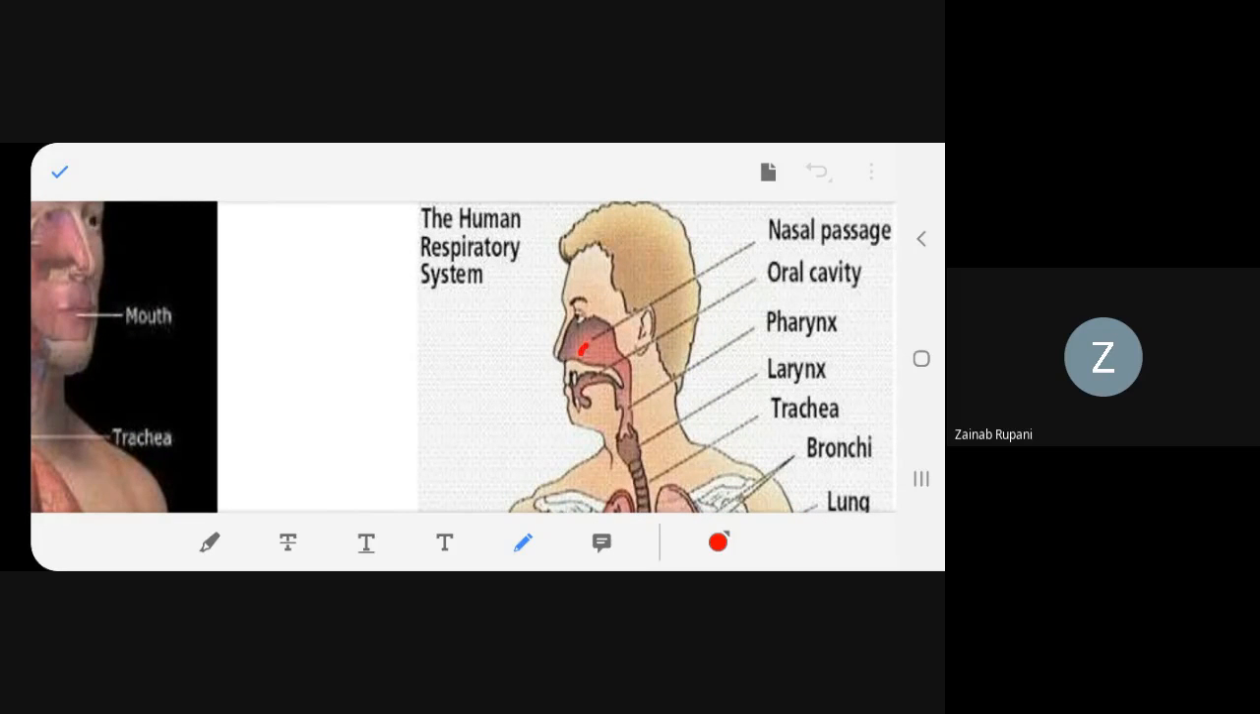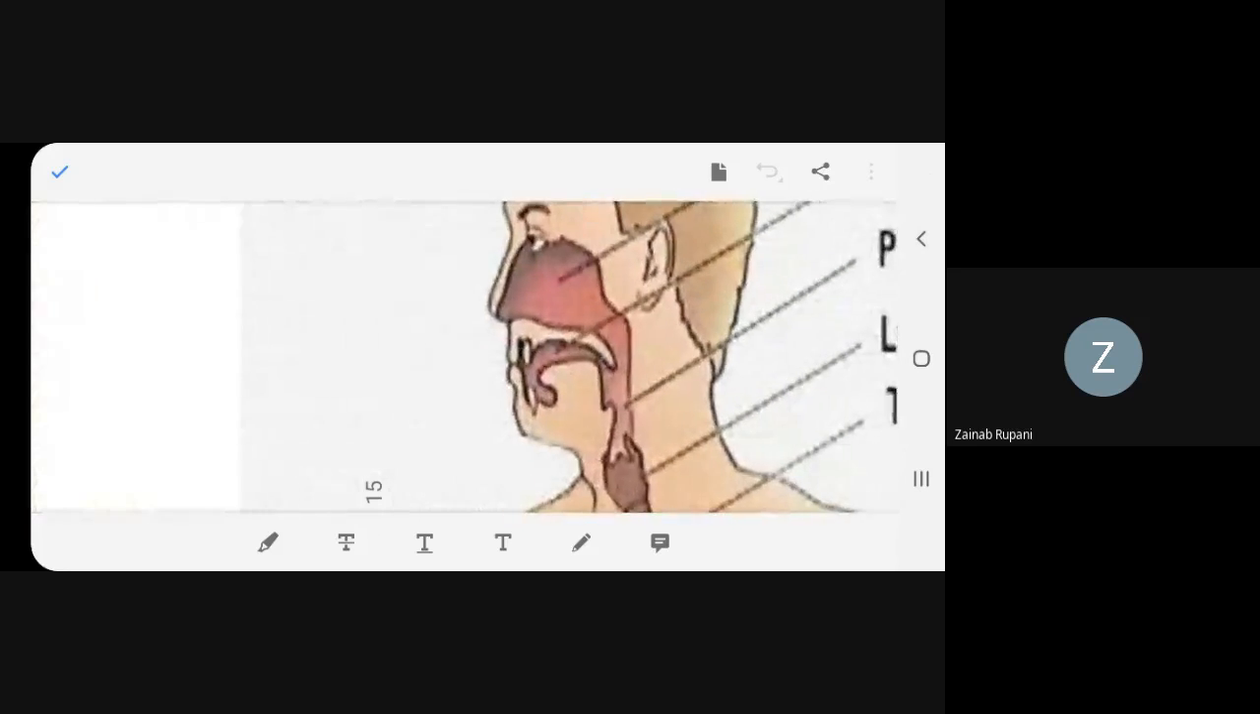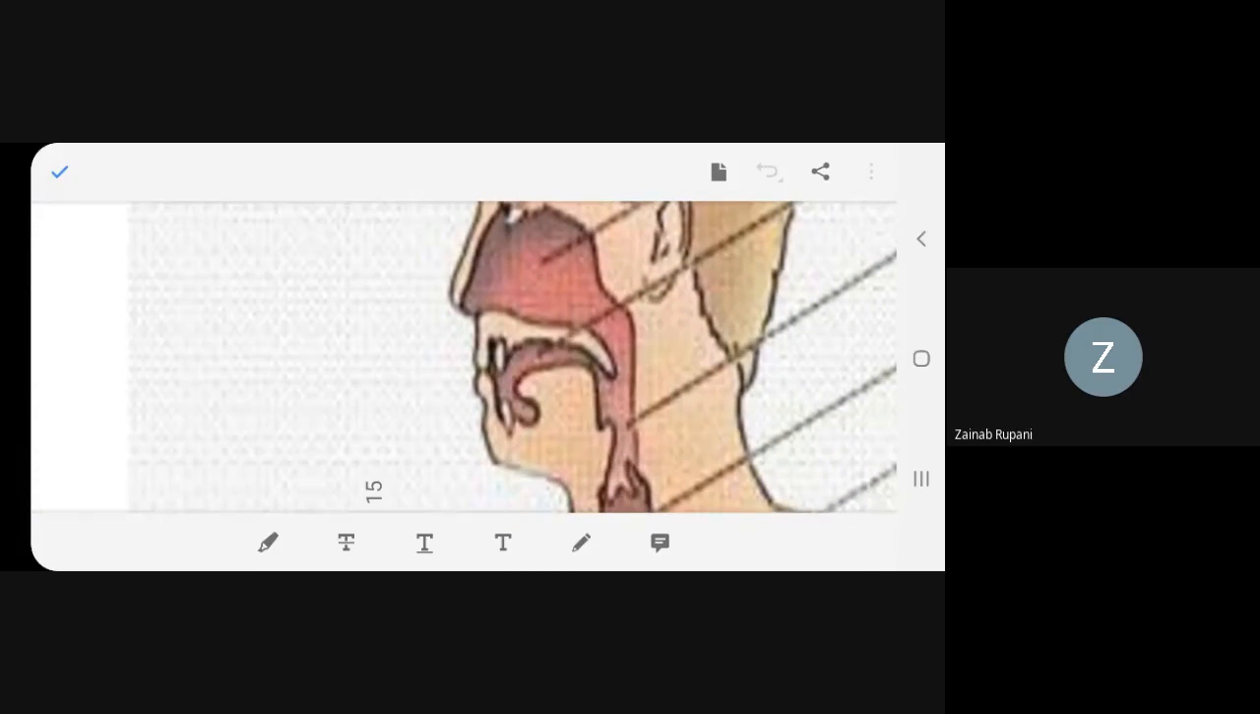This is a nasal passage, and this is the mouth. And it is a common tube over here. Do you observe this? That's a common tube. Here you can see it's a common tube, the nose as well as mouth. It is common over here. Have you observed that?